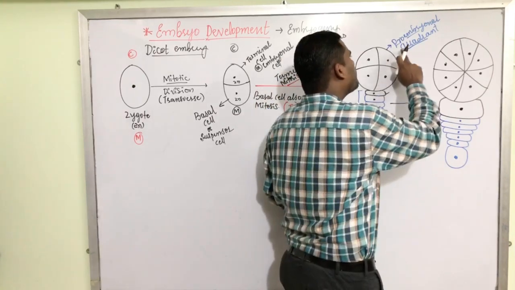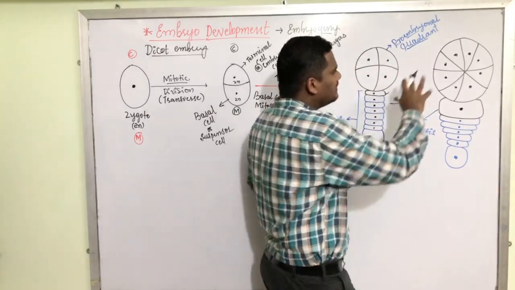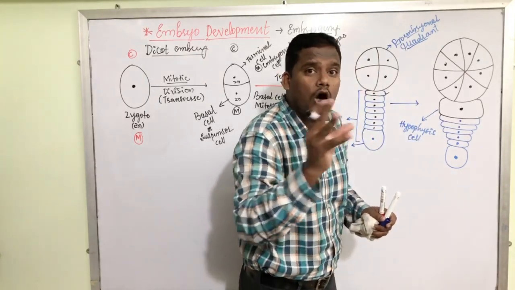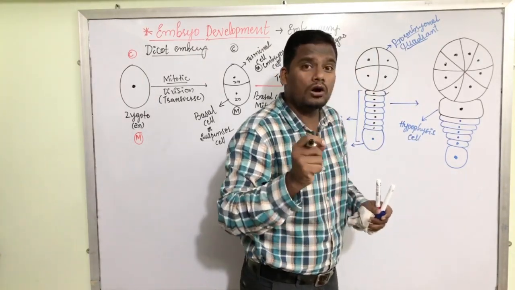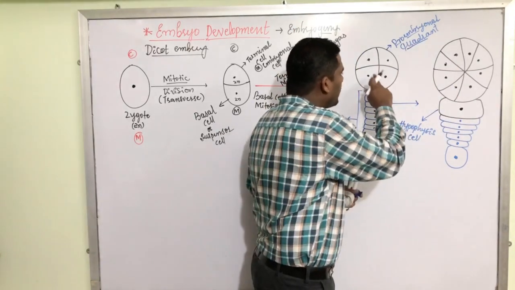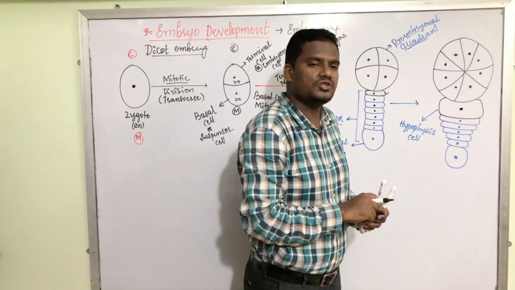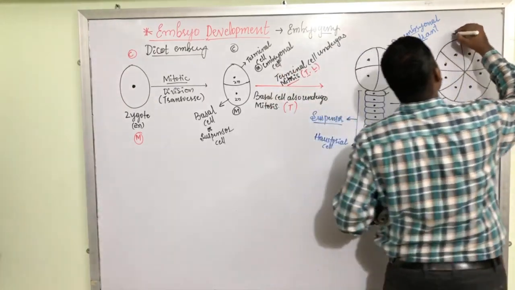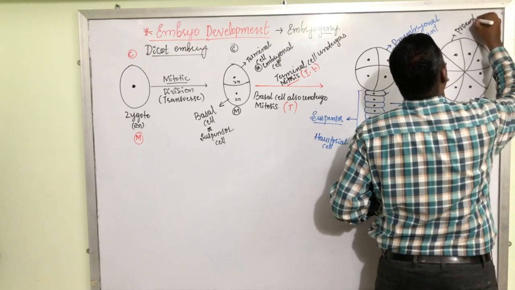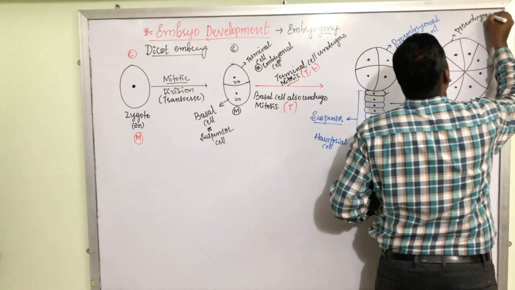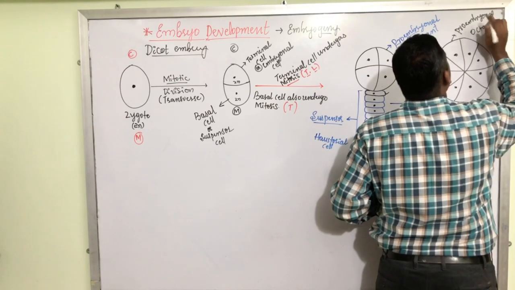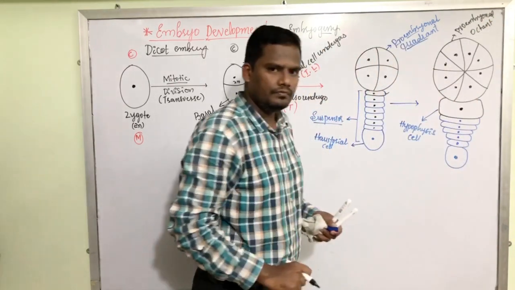Now from the pro-embryonal quadrant, this entire structure becomes the pro-embryonal octant. Why is it octant? Here we have 8 cells, that is why it is octant. Why is it quadrant? Here we have 4 cells, that is why it is called a quadrant. Let us label this. It is the pro-embryonal octant.